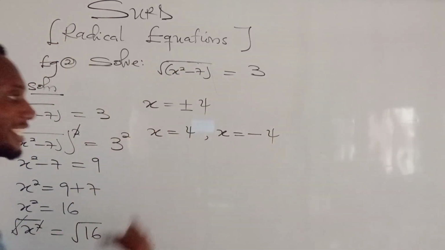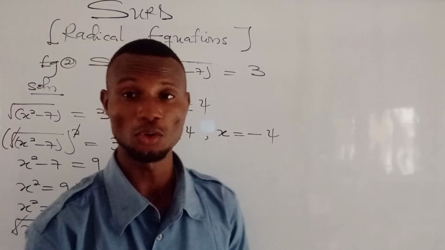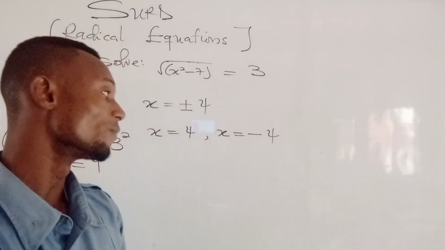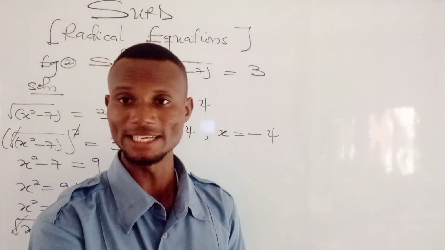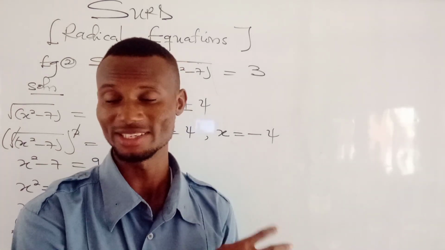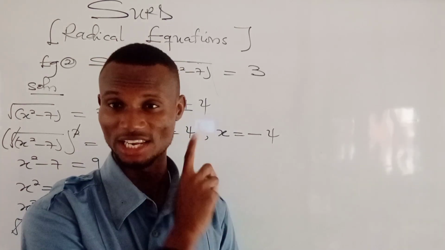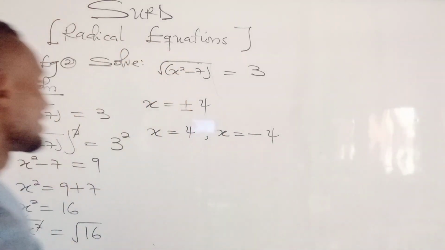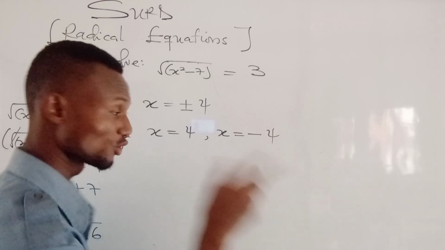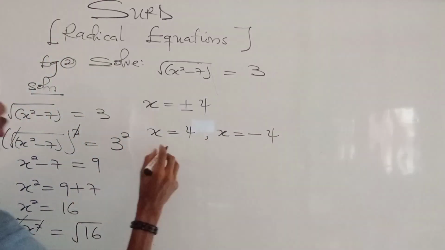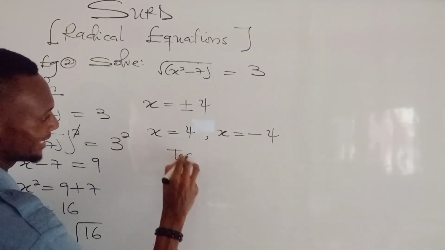So we just don't leave our answer like this and conclude that our s is equal to 4 and our s is equal to negative 4. No, we need to test to see whether the values that we've gotten actually satisfy the given equation. So now we need to test. We've done a similar example in the first video, so we are going through the same process. So I'm going to write my testing.